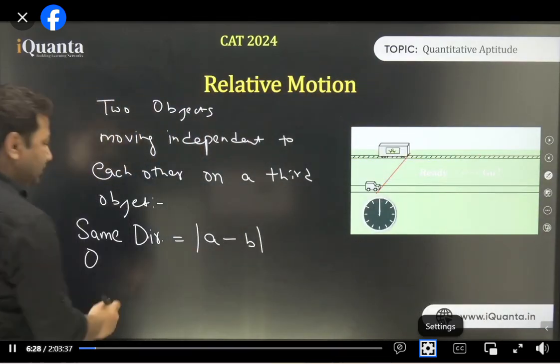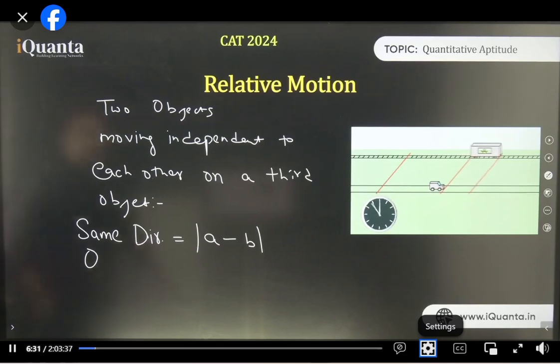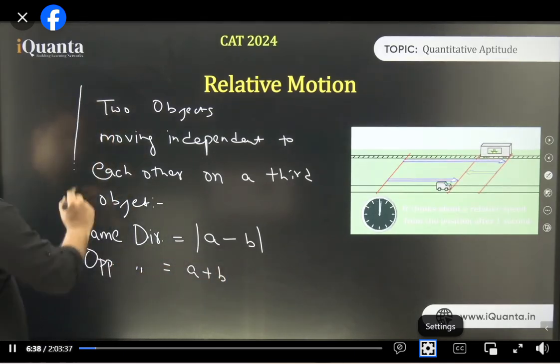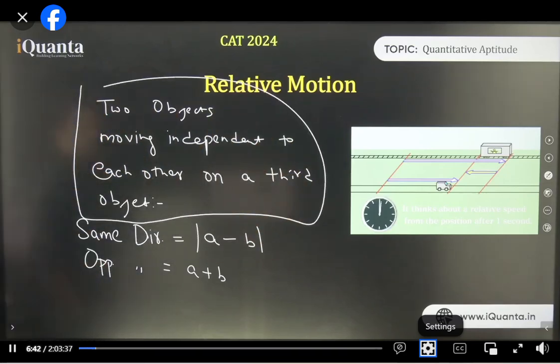I'll just put a modulus over it. Modulus will, whether b is bigger or a is bigger, give the difference only. And when the directions are opposite, in that case, the speeds will just add up. So this is important. Two objects moving independent of each other on a third object.